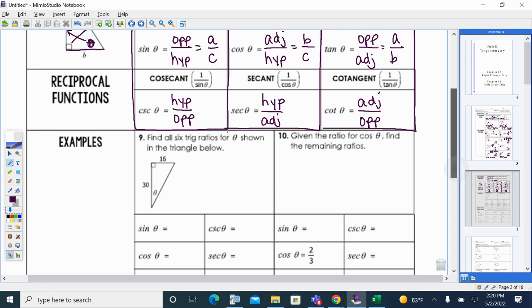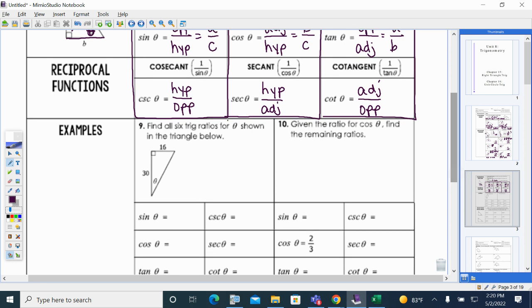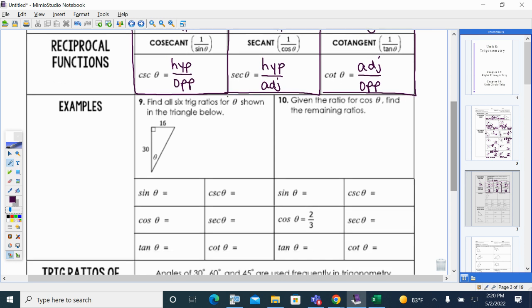So let's look at example number 9. Number 9 says, find all 6 trig ratios for theta shown in the triangle below. Well, in order to do this, we need all side measures. And in this triangle, I only have 2 legs. So we need to use our Pythagorean theorem to find the length of the hypotenuse.